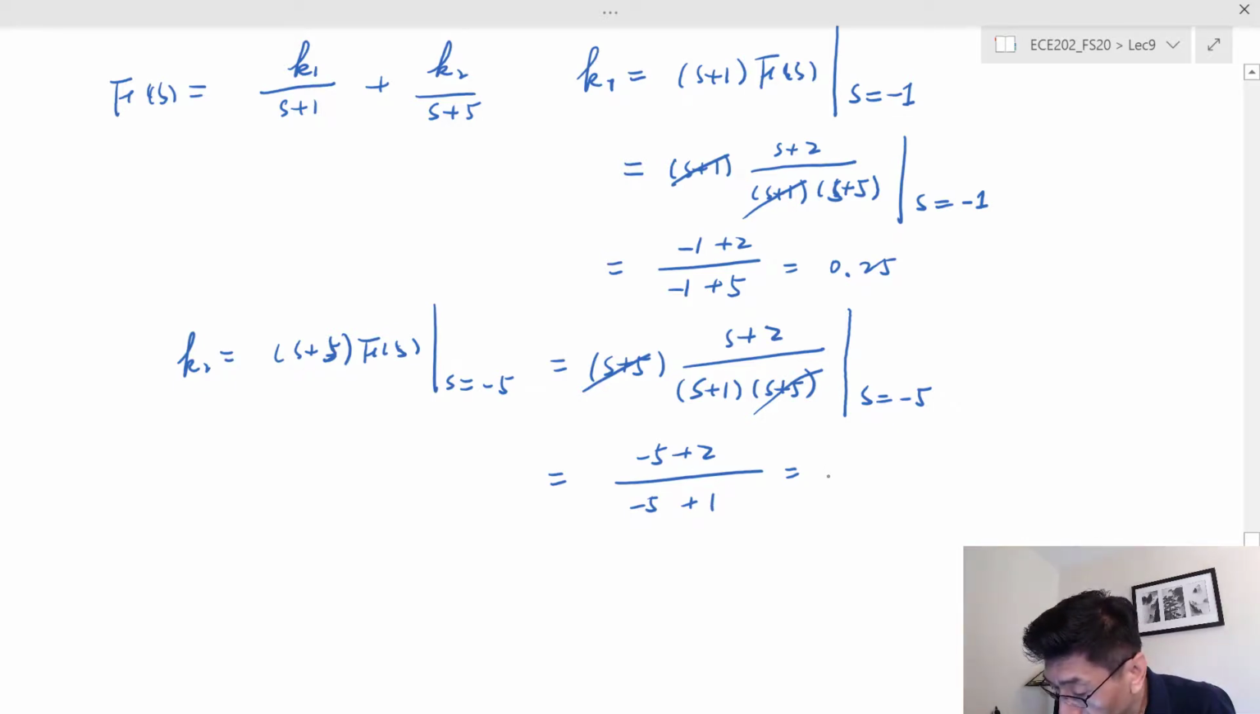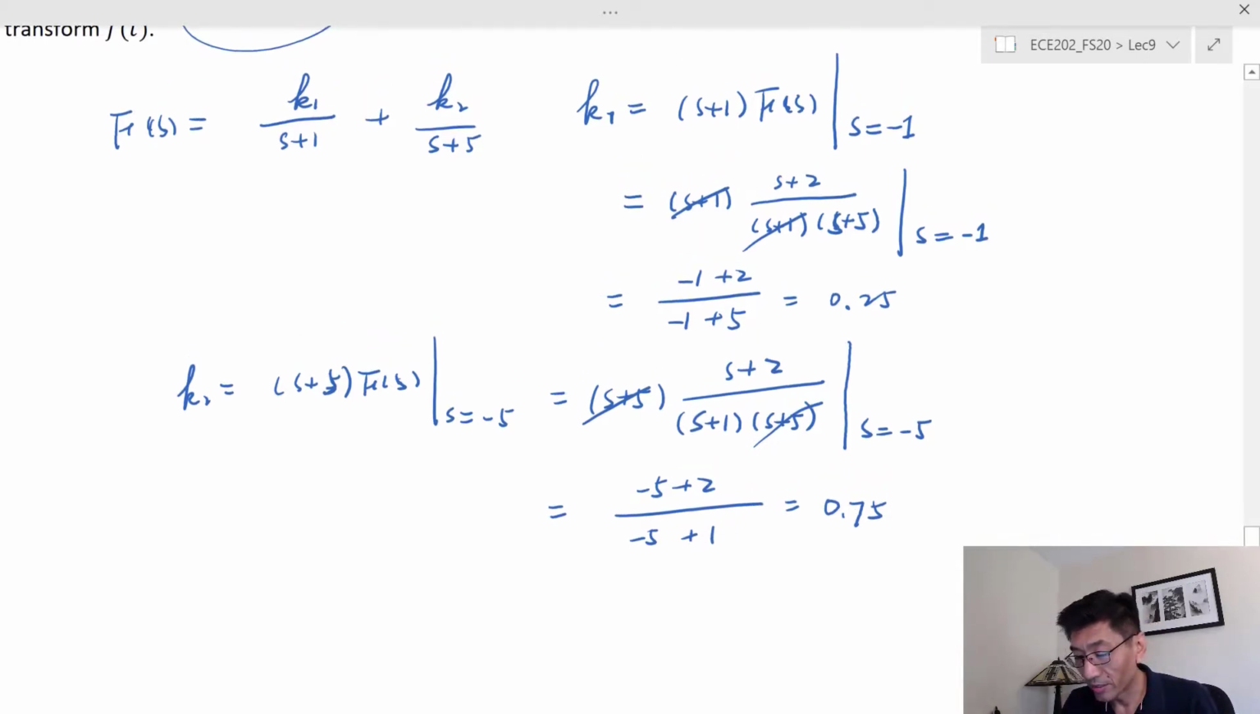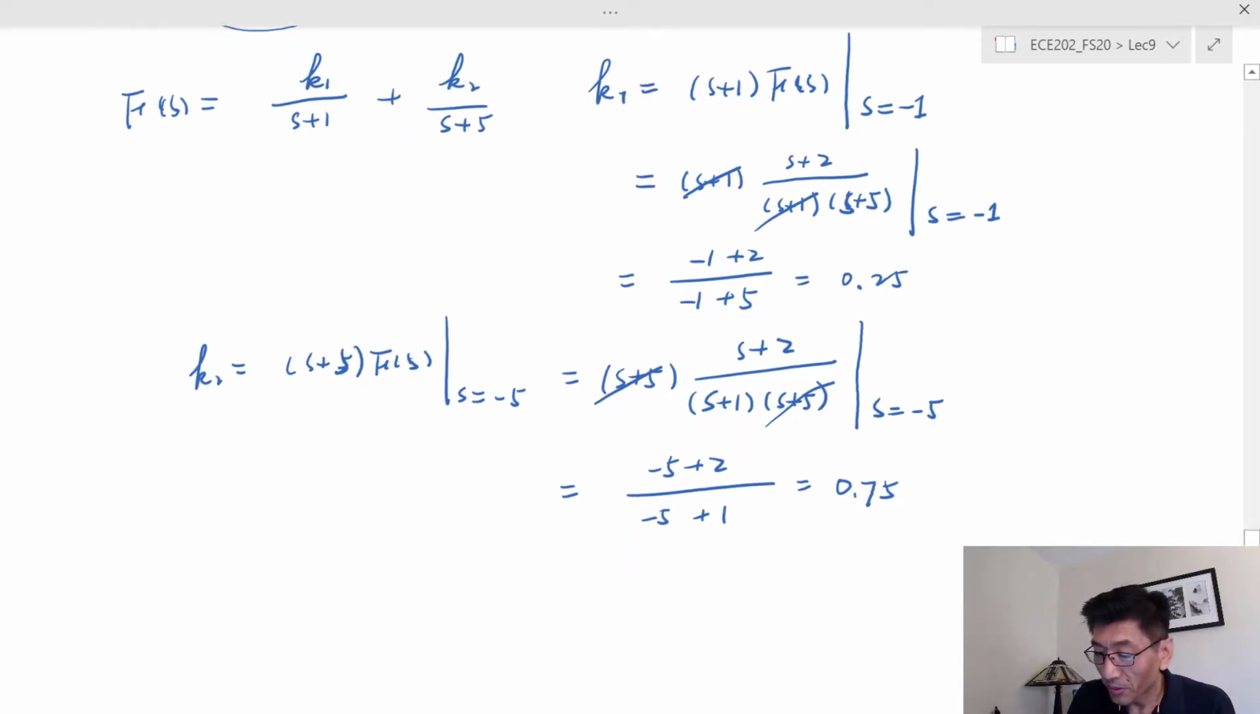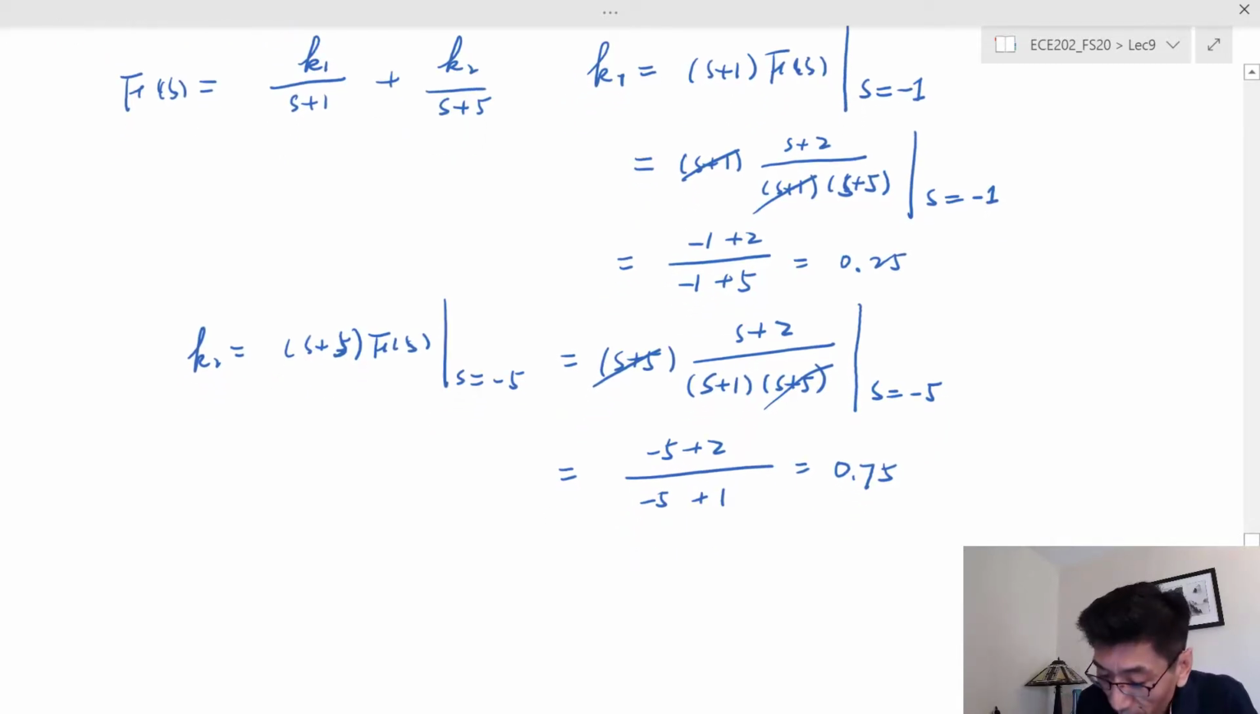And in this case, I have 3 over 4. I have -3, so I have -3 over -4, right? So I have 0.75. The reason I found this error is because I know K1 plus K2 should be equal to 1. We will see the sum of residues in the next lecture. I found that the sum of residues didn't really add up. So anyway, now we can do the inverse Laplace transform.